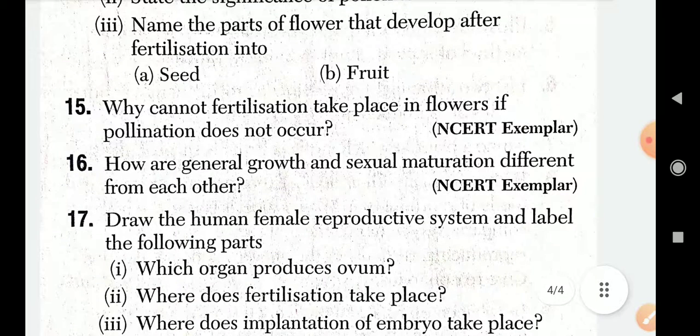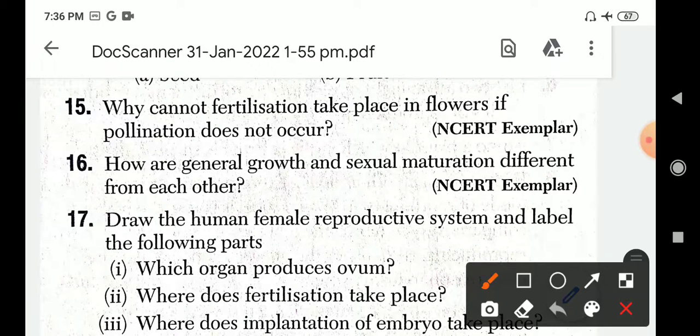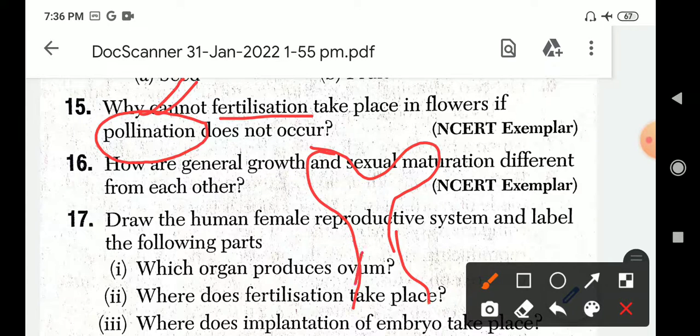Now next, why cannot fertilization take place in a flower if pollination does not occur? Pollination is the starting of this process. When the male gamete and female gamete fuse together, then only fertilization takes place. But who carries the male gamete to the female gamete? It is a process called pollination, right? Due to pollination, this is the stigma, and below it will be the ovary.